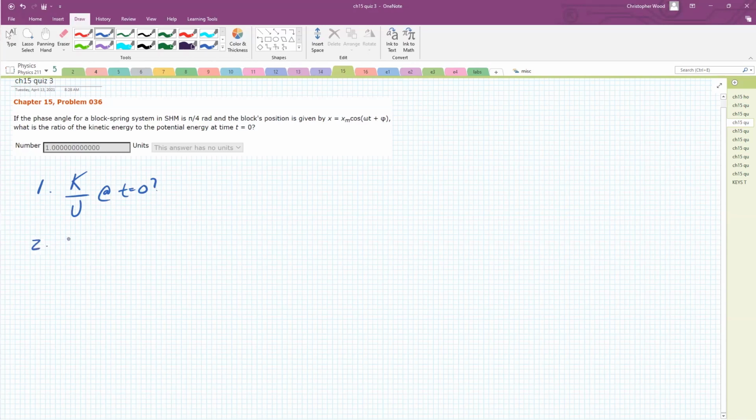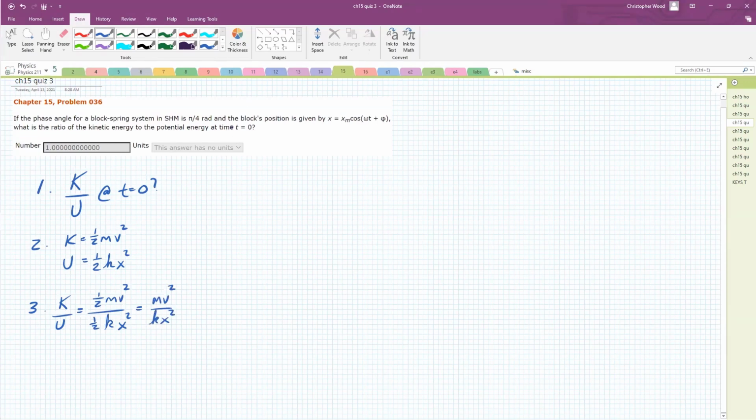So number 2, well, kinetic energy is 1/2 mv squared. And potential energy for a spring is 1/2 kx squared. So let's do some low-hanging fruit right now. So the ratio of kinetic energy to potential energy is 1/2 mv squared all over 1/2 kx squared, which equals mv squared over kx squared.